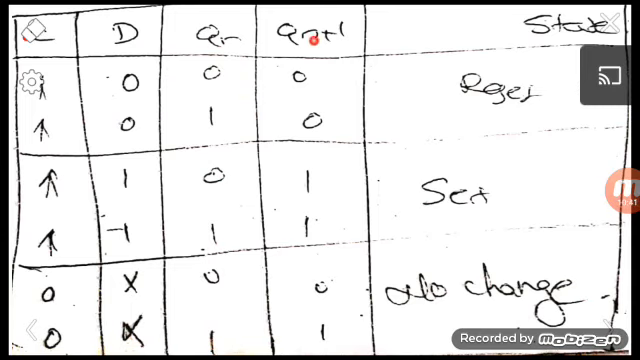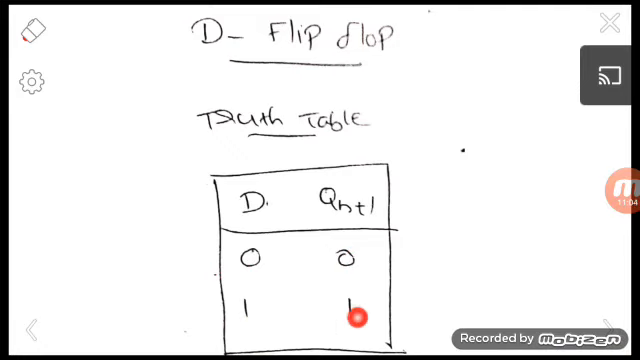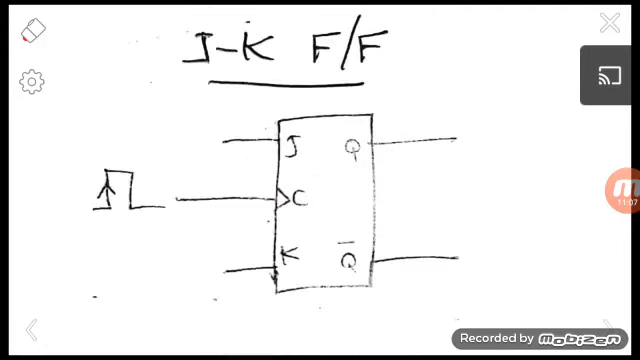This is the truth table of a D flip-flop. For D equal to 0, Qn plus 1 will be 0. For D equal to 1, Qn plus 1 will be 1. Very simple. Next we are moving to the JK flip-flop.